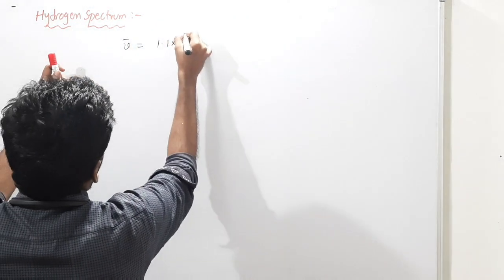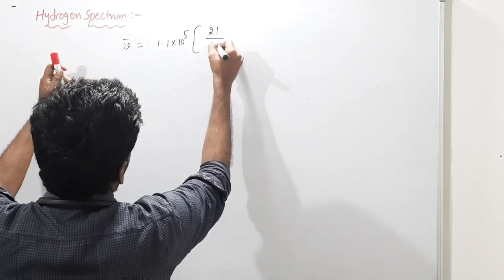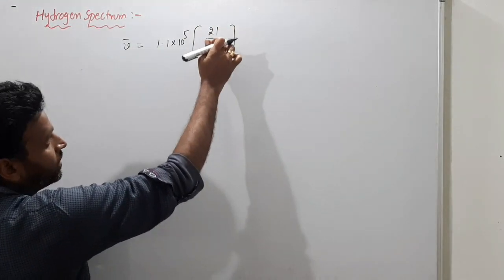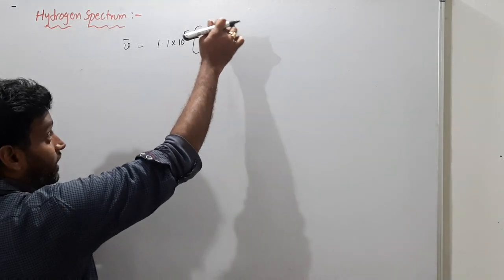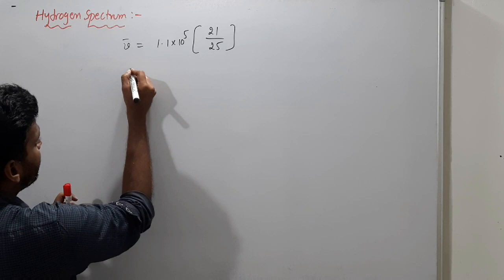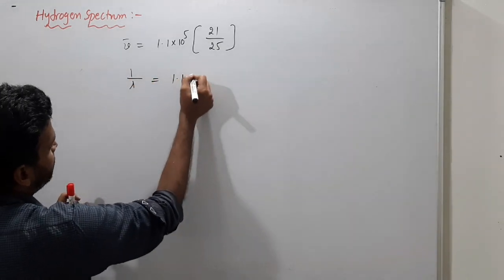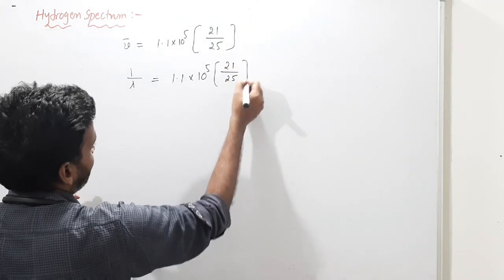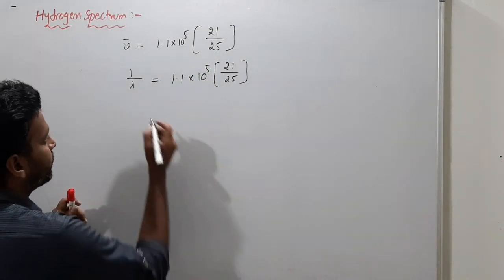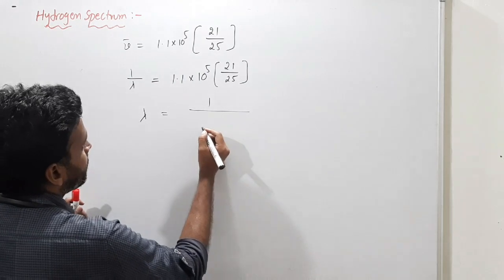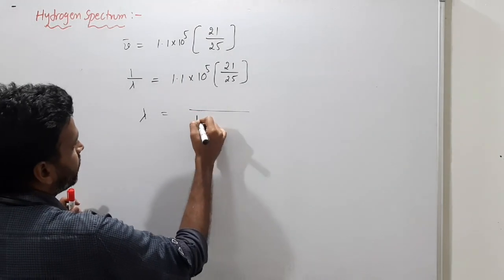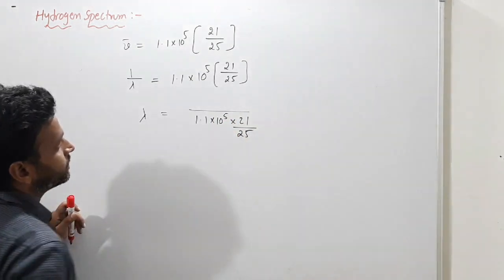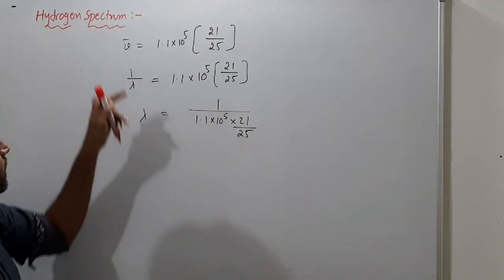One more thing, sir, in the same numerical, nu bar you have 1.1 into 10 power 5 into 21 by 25, right? If it asks for wavelength, then 1 by lambda is equal to 1.1 into 10 power 5 into 21 by 25. You will get wavelength lambda as the reciprocal.